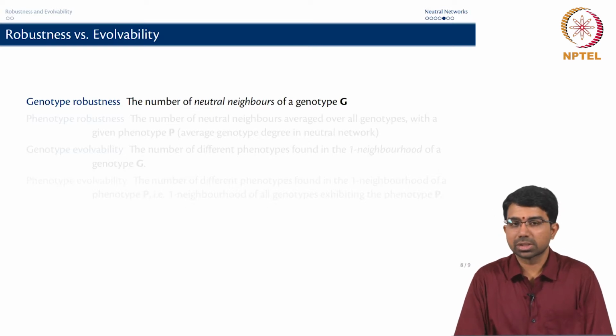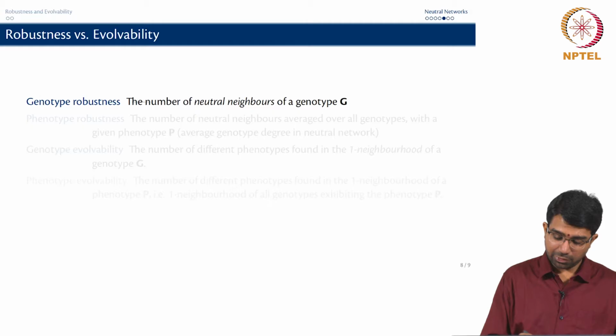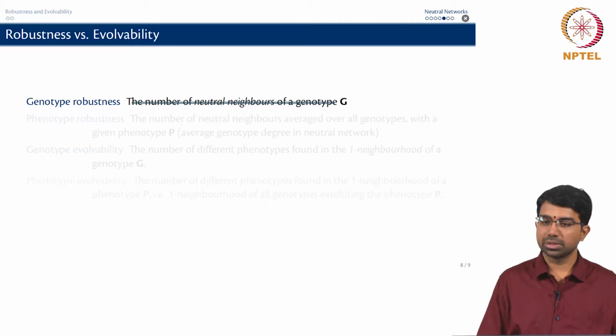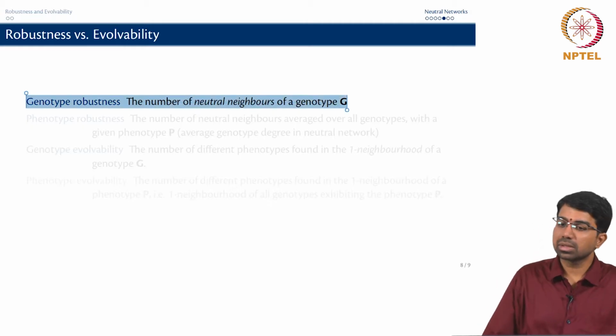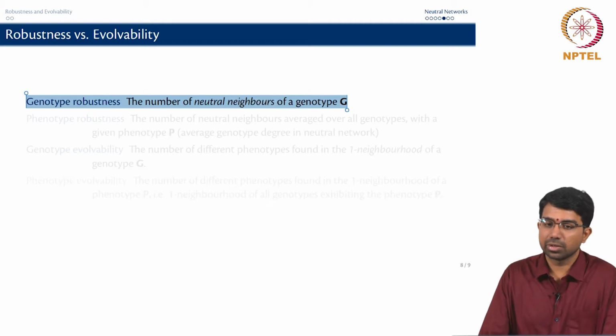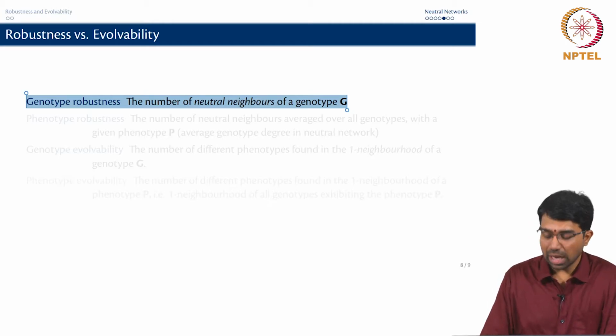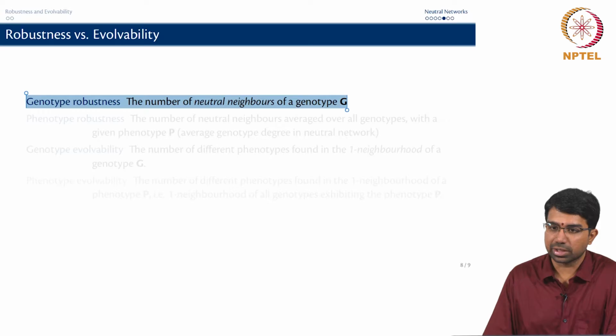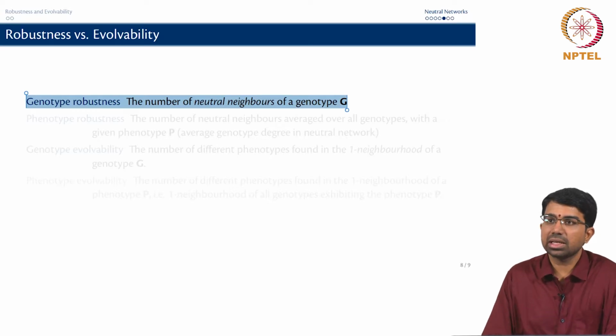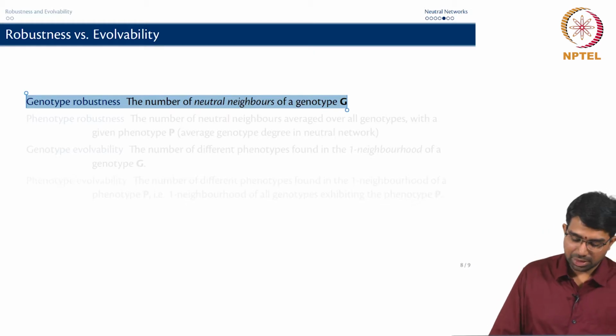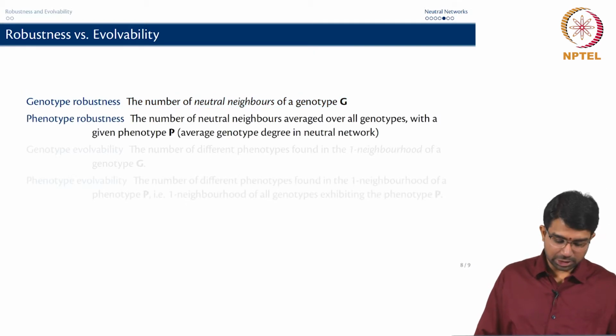What is genotype robustness? It is the number of neutral neighbors of a genotype G. Does it make sense? The number of neighbors that share the same phenotype, meaning these are the edges. If I am at a particular genotype, these are the edges that I can take without disturbing my phenotype.